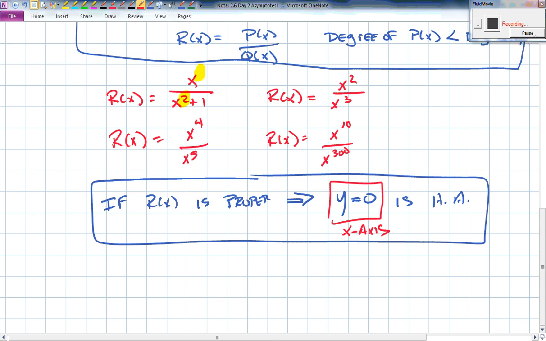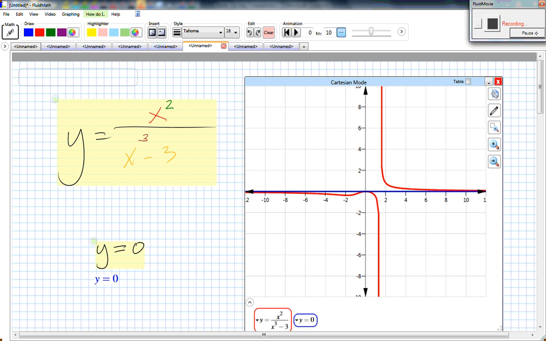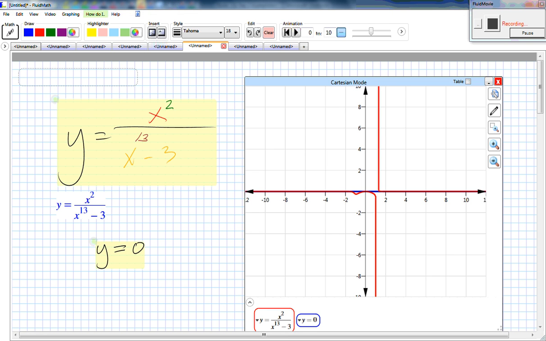Okay, there's the line y equals 0. So you notice that it's acting like a horizontal asymptote, right? And is that function proper? Yes, it is, right? So even if I make this a 13, notice it changes the function, but it's still a horizontal asymptote, right? What if I make this a 12? Is that still proper? Yes, it is, and it's still a horizontal asymptote.